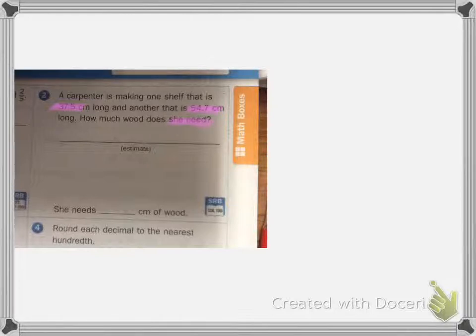So first, it wants us to estimate. If I were to estimate, I would say 37.5 is about 40, and 54.7 is about 50. If I add those together, I would say my estimate is about 90 centimeters. Then it wants you to actually solve, so we need to add them together.